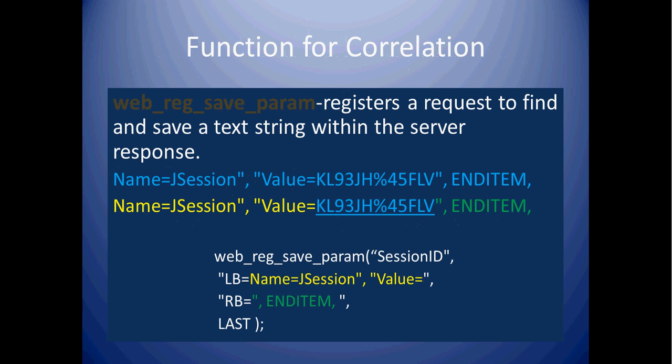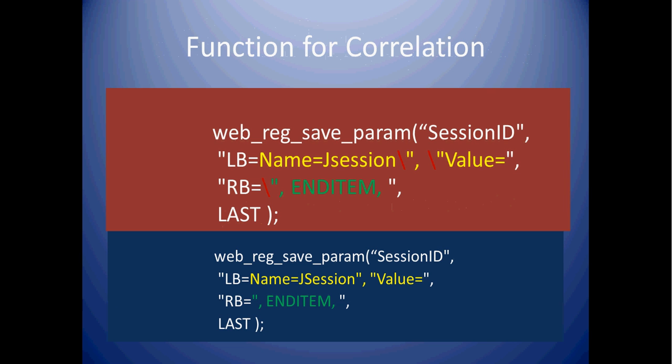In the end, you can see the function written with mandatory attributes. If you notice, quotes is considered as the end of the string. If quotes come in between the boundaries, then a backslash is used to instruct Vugen not to consider those quotes as the end. So the final correlation for this dynamic value will be this. You can see we have used a backslash before quotes as they were part of the boundaries.